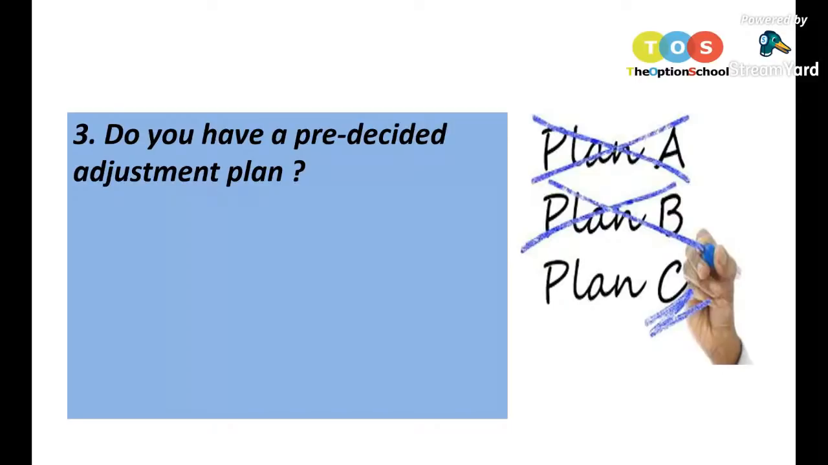Third thing, do you have a pre-decided adjustment plan? It is not that I will do the trade and then as and when, whatever market is doing, accordingly I will do something randomly. I must know that market is market. Market can really be wild in any direction. Market can go up, market can go down, market can remain sideways. So what are the impacts of movements of market on your trades?